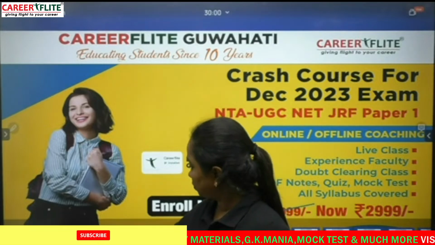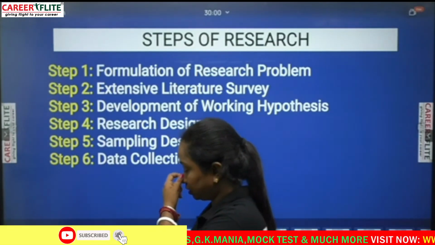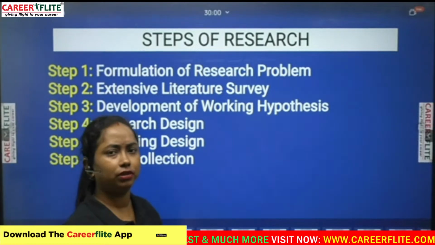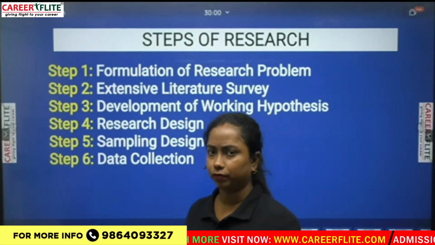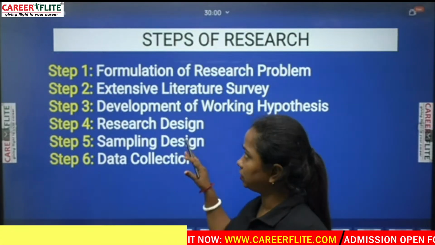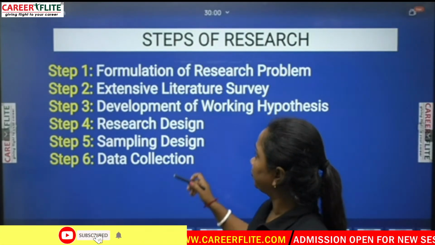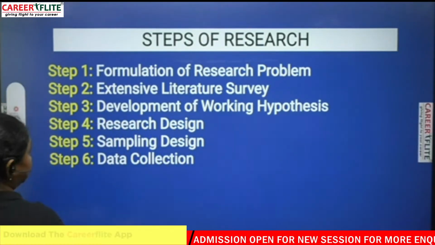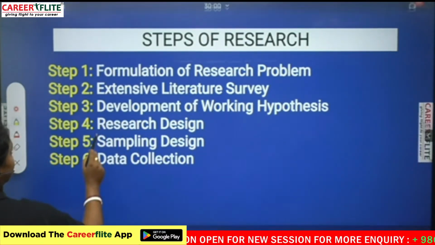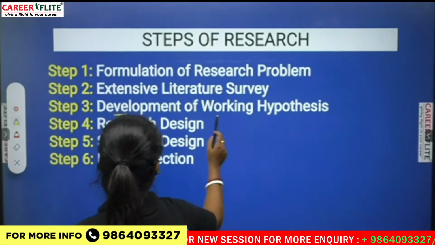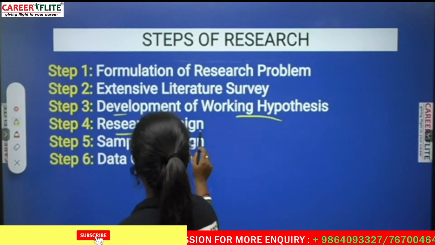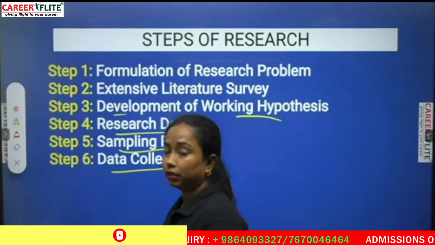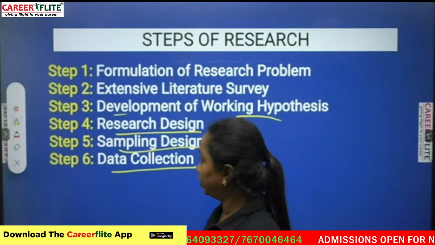Okay, so now we'll start our topic, the steps of research. Basically there will be two or three classes for steps of research. First, today we'll understand the basics, just an overview. Step 1 is the formulation of research problem. Step 2, extensive literature survey, then development of working hypothesis, research design, sampling design, data collection, and the next part is your report making, the last step.